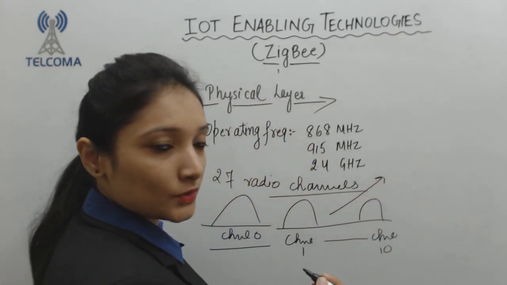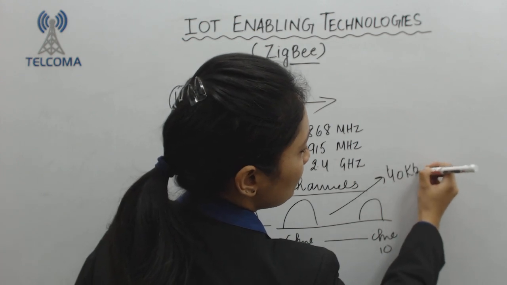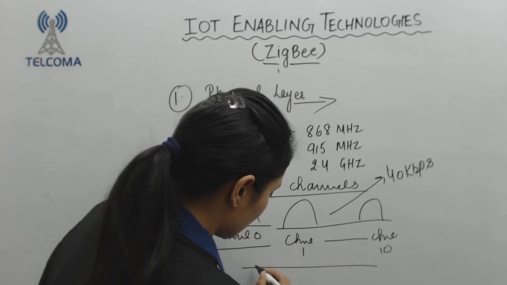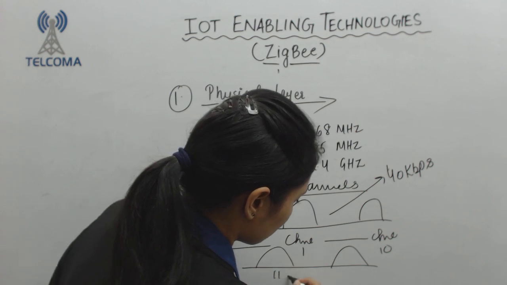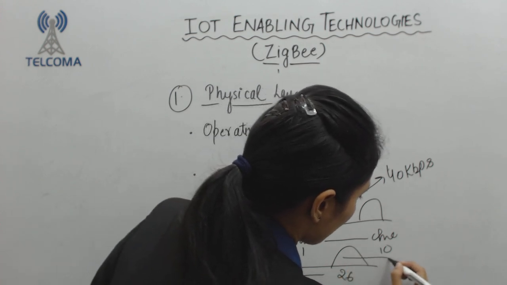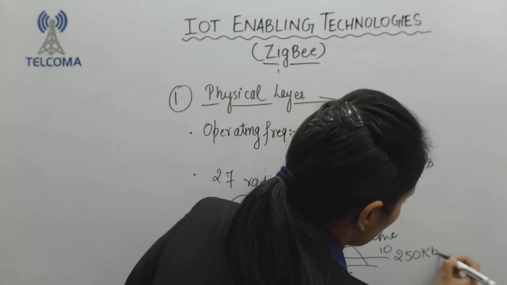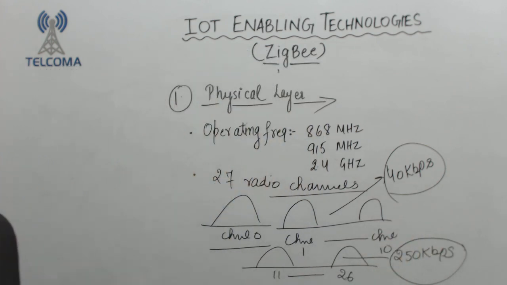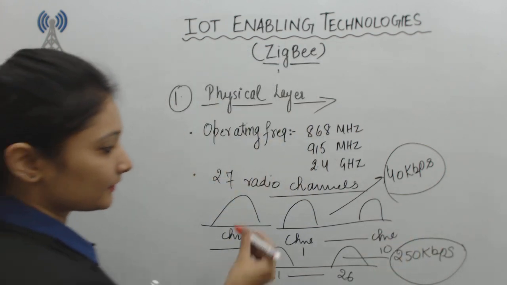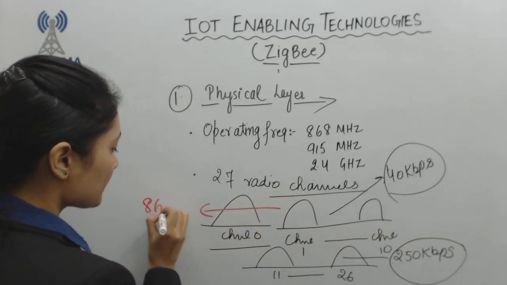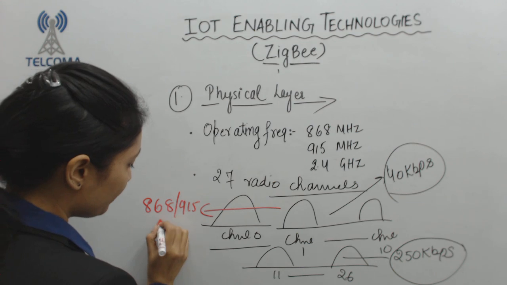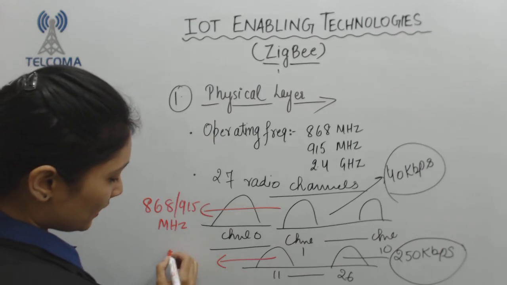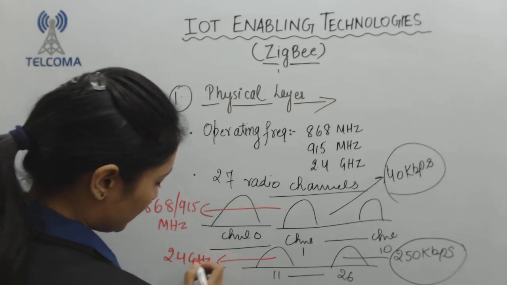the data rate which is supported is 40 kbps. Now after that, I have channel 11 to 26. So it has 250 kbps of data rate, which is the maximum data rate supported by your Zigbee. Now, these channels are for your 868 and 915 megahertz bandwidth, and channels 11 to 26 are for 2.4 gigahertz.